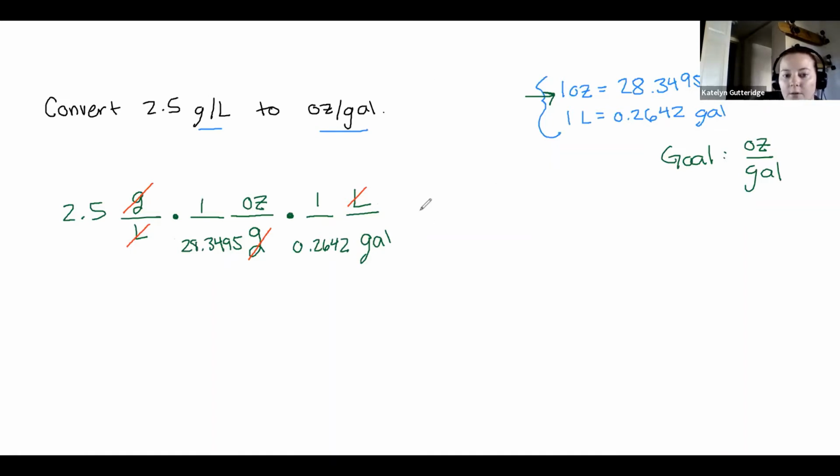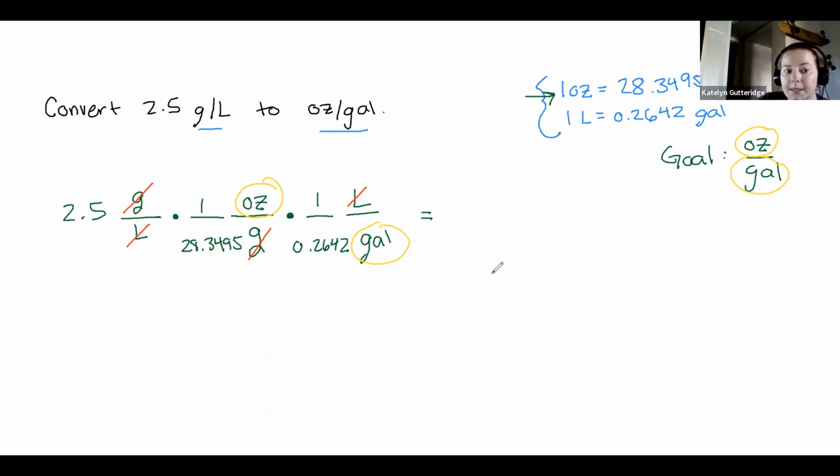So this liters down here will divide out this liters up here. And then once we get to this step, we have ounces and gallons. Our goal is to get ounces over gallons. I have ounces in the numerator. I have gallons in the denominator. All of the rest of my units, they've divided out. I'm left with my goal units. So now my last step is to do the multiplication.